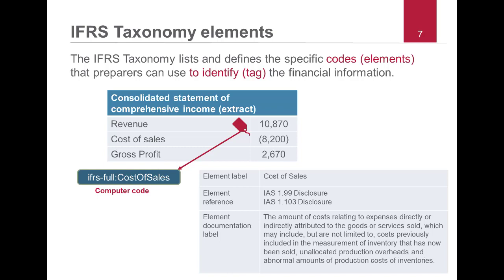In addition to providing element labels, the IFRS taxonomy includes other attributes, such as the element reference and the documentation label, to help preparers understand the accounting meaning of the element. As you can see, the element reference identifies the content area that the element is sourced from. In this case, the cost of sales element is associated with the disclosure requirements in paragraph 99 and 103 of IAS 1. The documentation label provides a description of the information that can be tagged with this element.